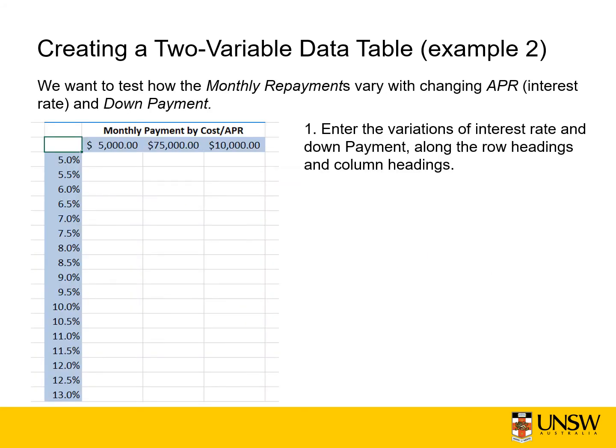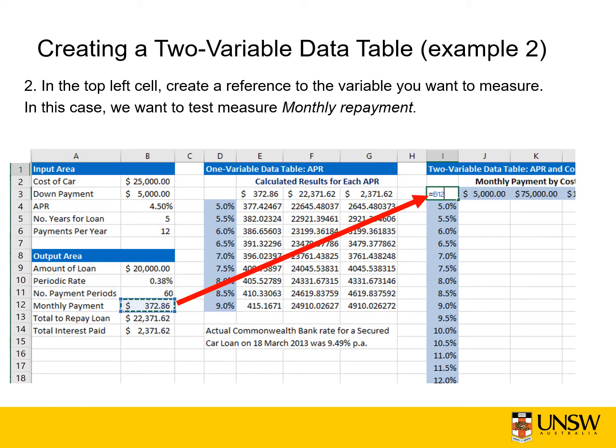Here we have another example for a two variable data table. We want to test how the monthly repayments vary with changing interest rate and down payment values. Similar to the first example, we should create a table first and type different interest rates in one column and different down payments in a row. Since we want to calculate monthly repayment based on different down payments and interest rates, you should add the monthly payment cell in the intersection of the first row and the first column of the table.